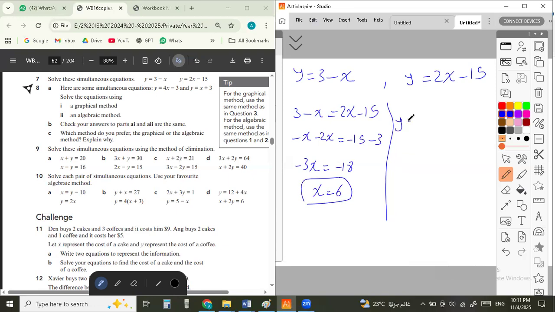Substitute in the first equation, y equals 3 minus x. So y equals 3 minus 6. y equals negative 3.